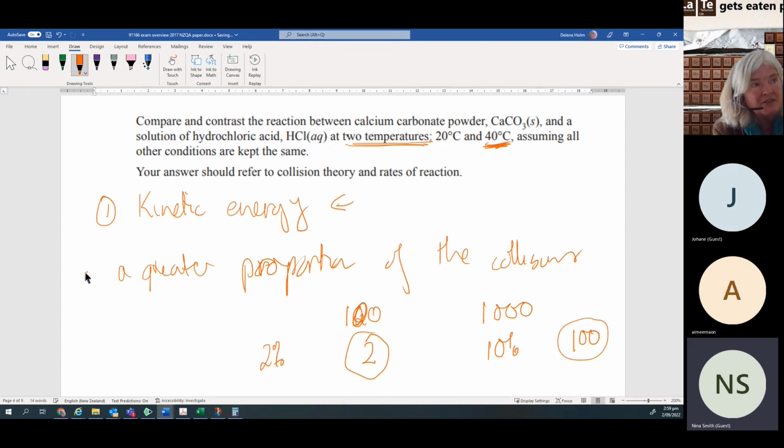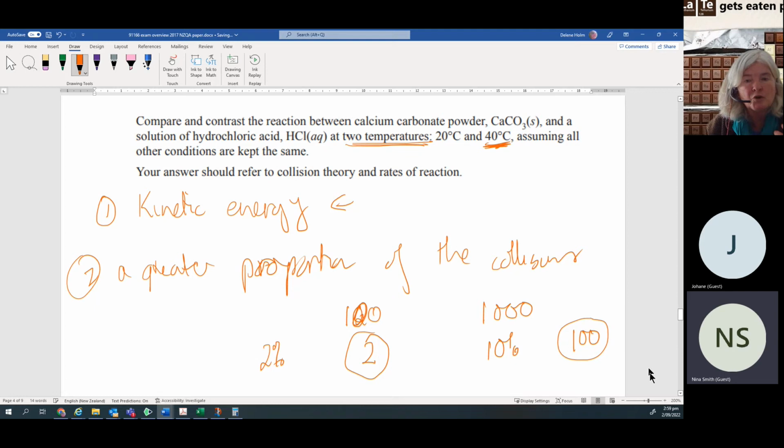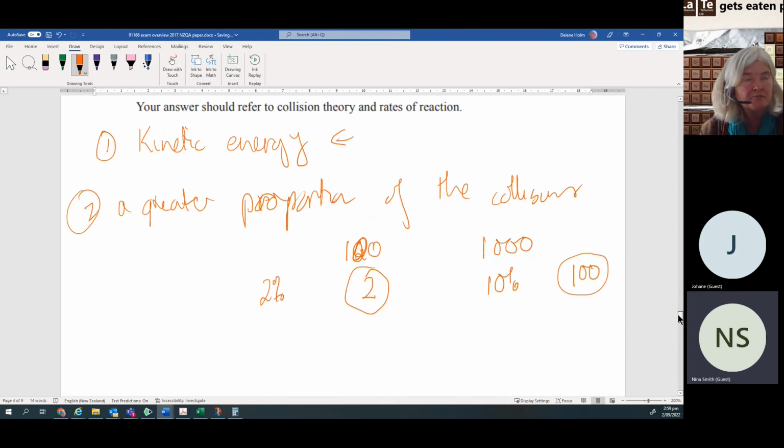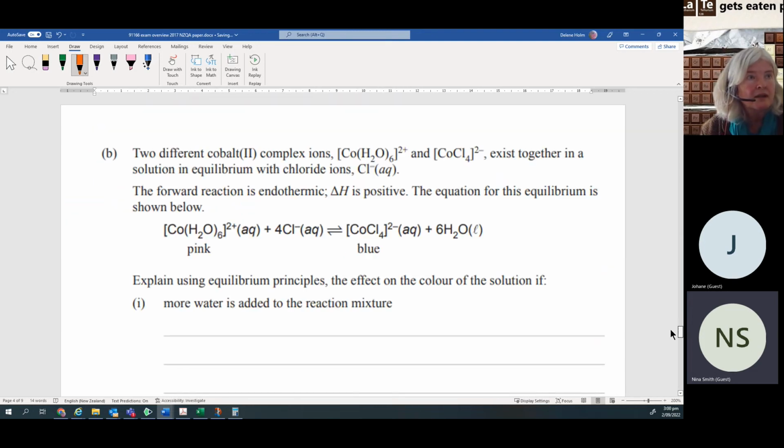So can you see how important the second effect is? If the collisions involve more energy, you are going to get a greater proportion of them being successful because they're overcoming the activation energy. Okay, so that's that one. Make sure you speak about both of those things.